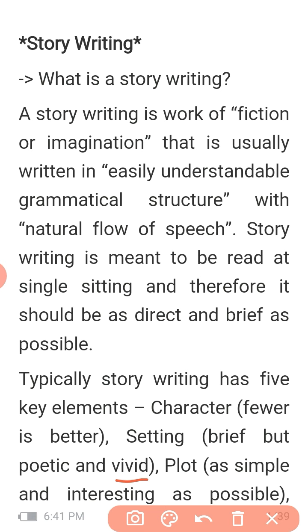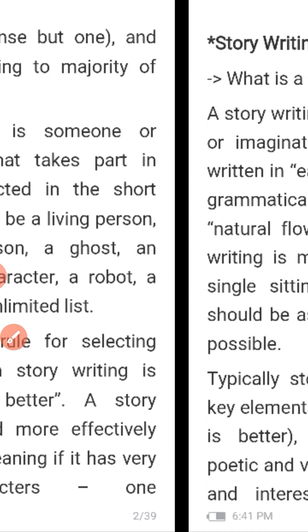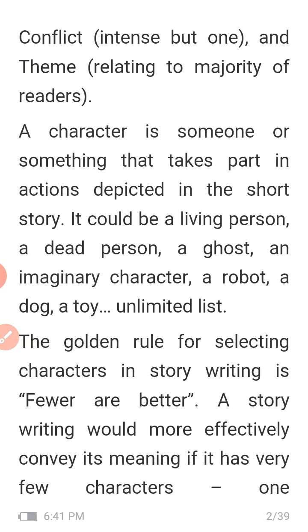Now here the time comes for the word plot. What is the next element? The third element is plot. Plot means the sequence of the story. प्लॉट मीन्स सीक्वेंस ऑफ द स्टोरी, how should a story be, एक सीन के बाद दूसरा सीन कैसा आएगा, क्या आएगा. That you need to set properly. And it should again be as simple and interesting as possible. Now let's see what the fourth element is here.